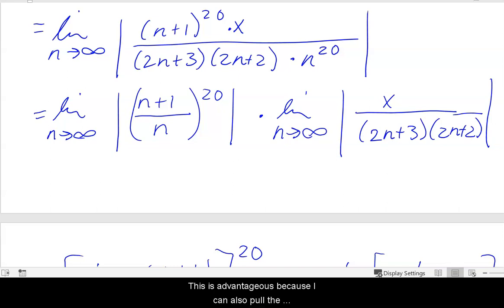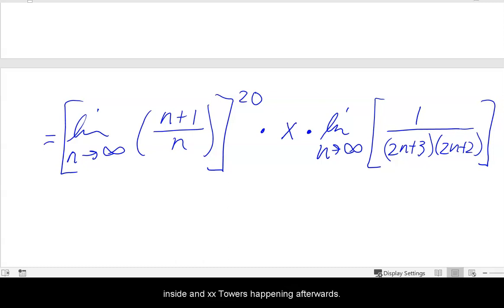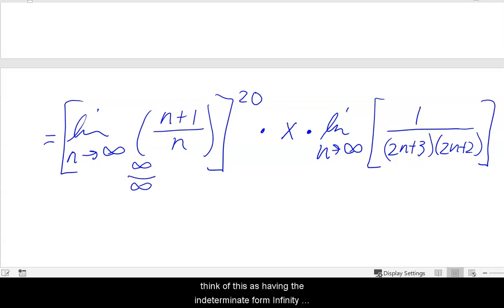This is advantageous because I can also pull the limit inside the power. In the next line down, you'll see that I've pulled the limit inside and the 20th power is happening afterwards. Because I have that, I can actually then look at this and think of this as having the indeterminate form infinity over infinity, and I can apply L'Hopital's rule to this step. The derivative of n plus 1 will be 1. The derivative of n will also be 1, which means that this becomes a 1 raised to the 20th power. This is going to give me the constant 1 for that first factor.